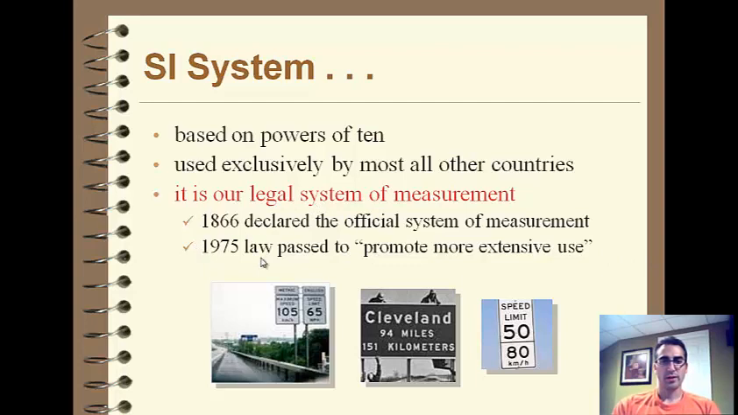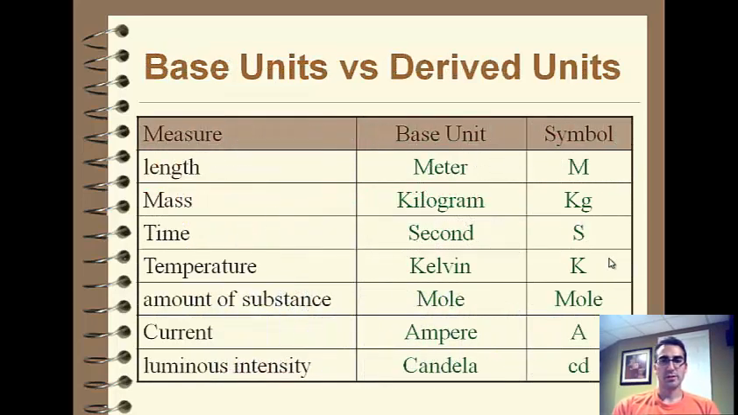Alright, so in 1866 it was declared the official system of measurement by most other countries, and in 1975 there were laws that were passed to promote more extensive use. And if you travel to Canada, you realize that they don't measure speeds in miles per hour like they do in the US. They measure things in kilometers per hour, which is the metric system. Well, the SI system, you'll notice, is just a little bit different than the metric system.